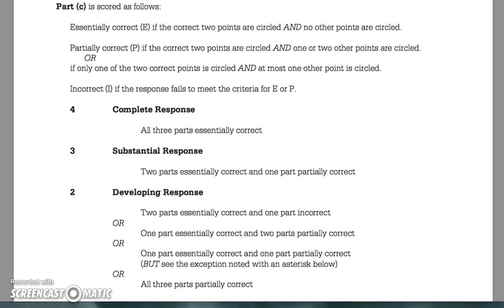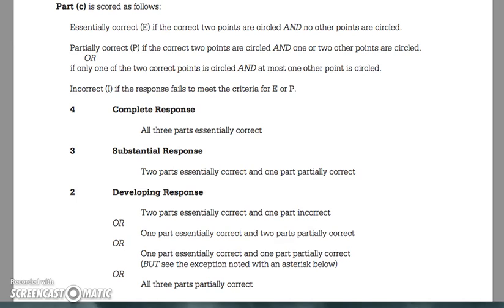And lastly, part C. Essentially correct if the correct 2 points are circled and no other points are circled. Partially correct if the correct 2 points are circled and 1 or 2 other points are circled. Or if only one of the 2 correct points is circled and at most 1 other point is circled. And incorrect if the response fails to meet the criteria for E or P.